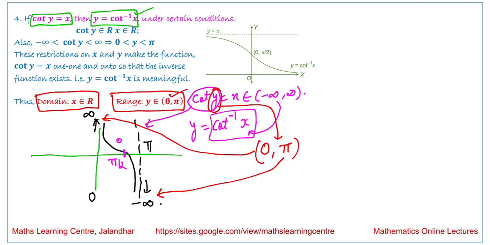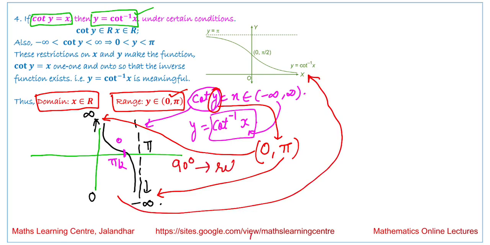This interval 0 to pi is an open interval, and if we plot the graph of this function, we obtain the graph in this form. You can rotate it by an angle of 90 degrees, followed by a reflection along the y axis, and you will obtain this graph in this form.